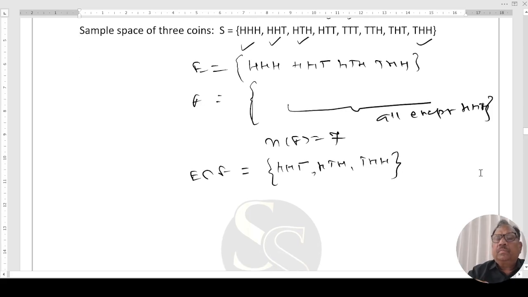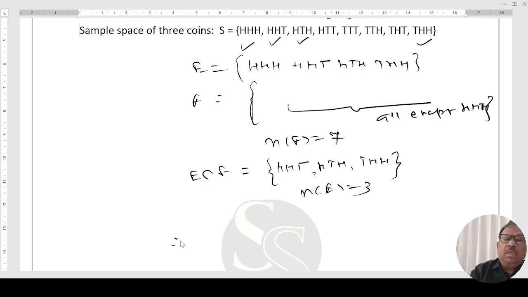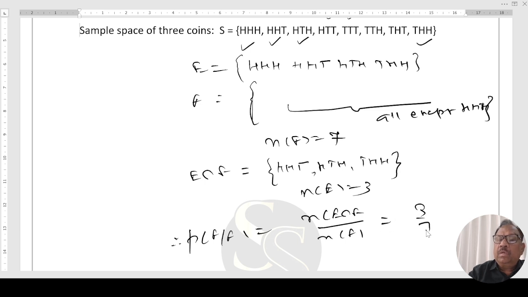Then this is an intersection of is 3. Therefore, probability E by F will be equal to N E intersection F upon NF. That is 3 by 7. This is the answer. Right?